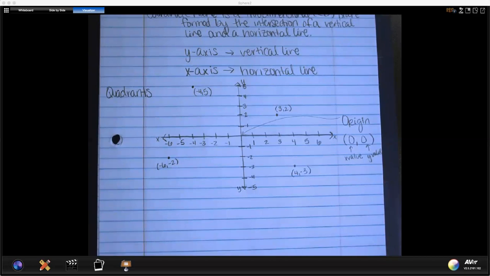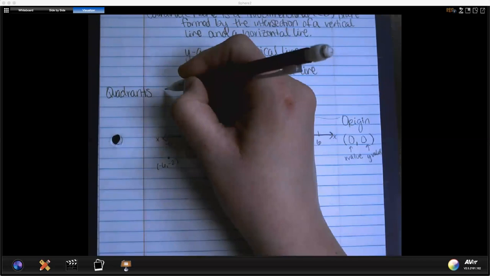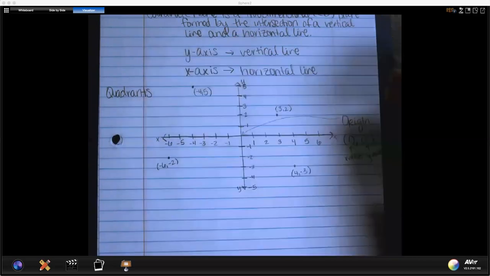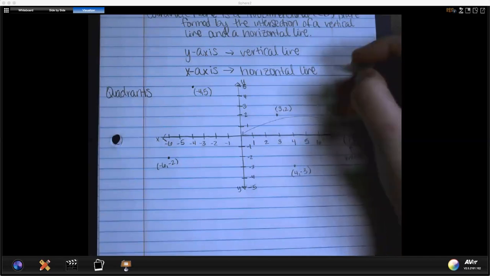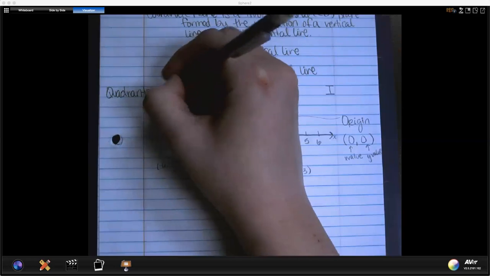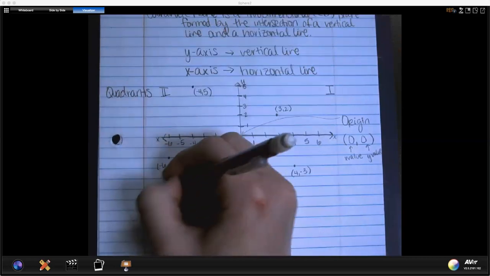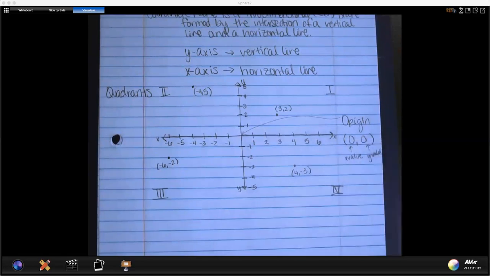Now, we don't have that many quadrants, but who thinks they remember where each quadrant is? Iris. You had 2 of those correct. Top right is 1. Top left is 2. Bottom left is 3, and bottom right is 4. Correct. Just remember that it always starts with positive, positive.